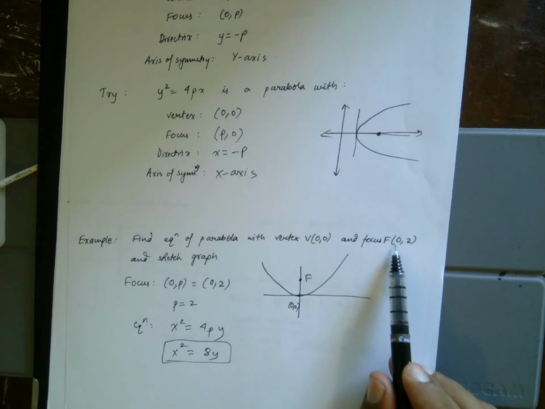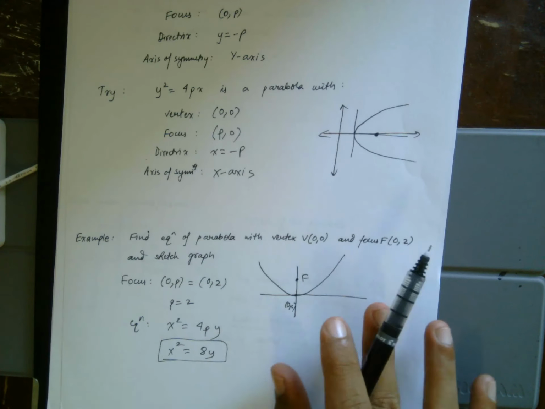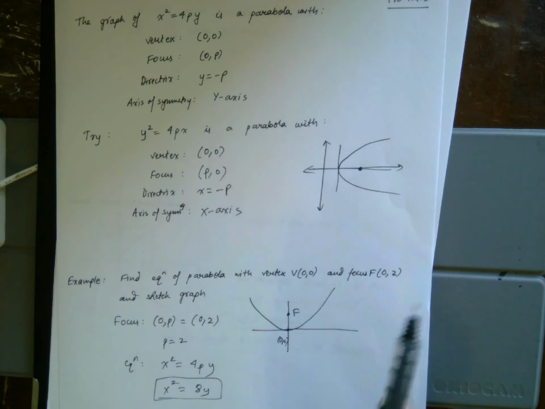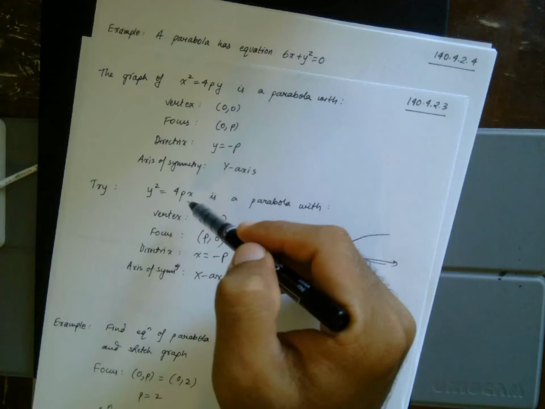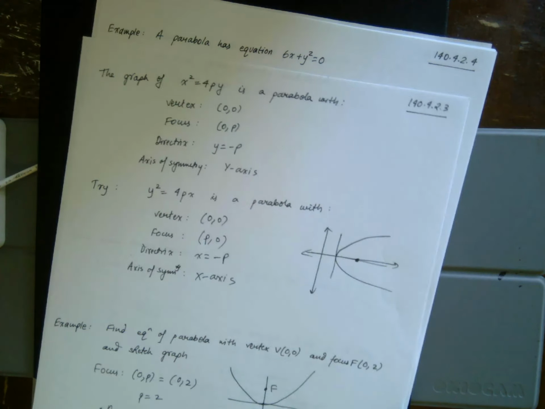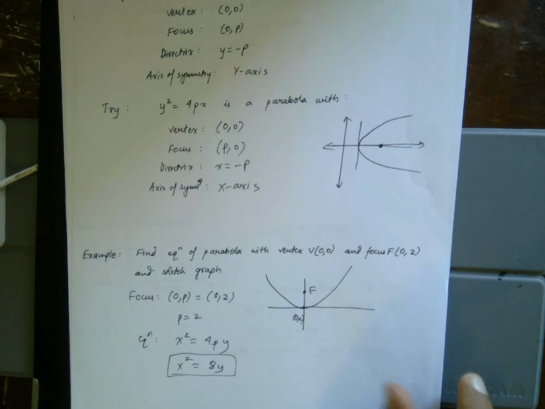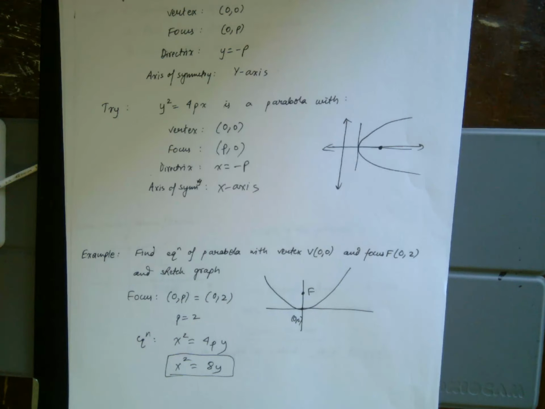So based on where the focus is, that tells you which way the parabola opens, and then that tells you which of these equations to use: x squared equals 4py or y squared equals 4px. That's it for this video. In the next video we're going to look at some more examples and some more things inside the parabola that can be measured.